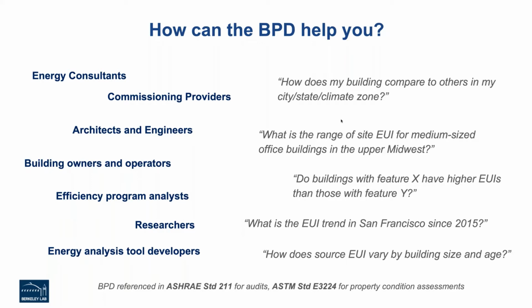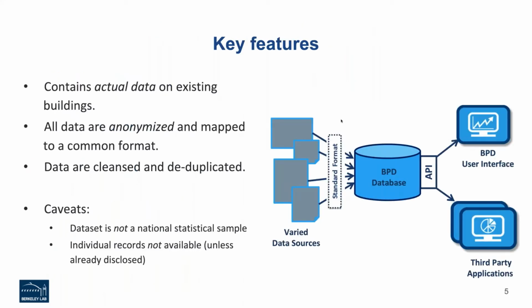So I'm just going to talk about a few features of the BPD itself. First, as I mentioned earlier, it contains actual data on existing buildings. So it's not, for instance, simulated or as-designed data on buildings. All the data are anonymized and mapped to a common format, and then they're cleansed with a set of cleansing rules that we developed, as well as deduplicated, because sometimes buildings appear in multiple data sets, so we need to work on that as well.